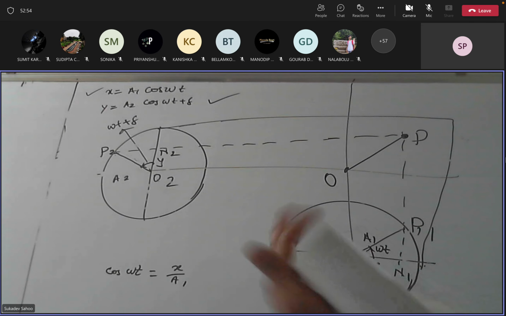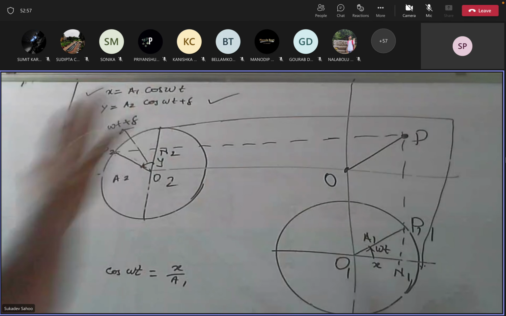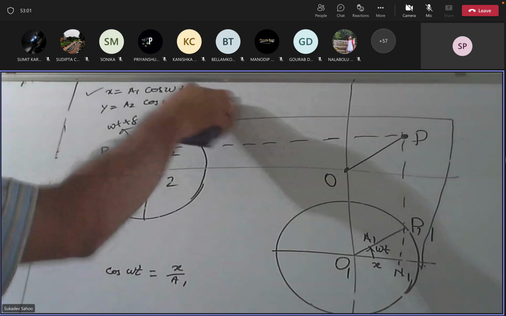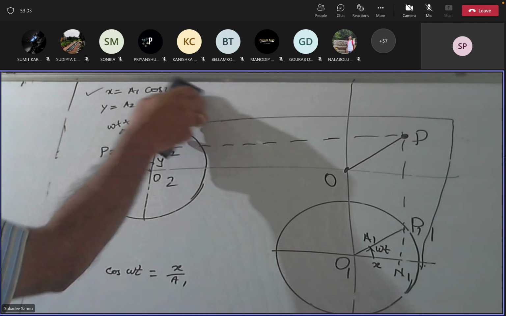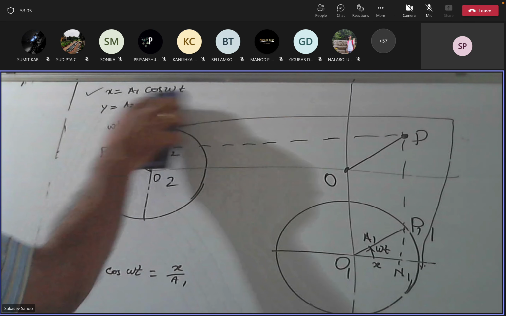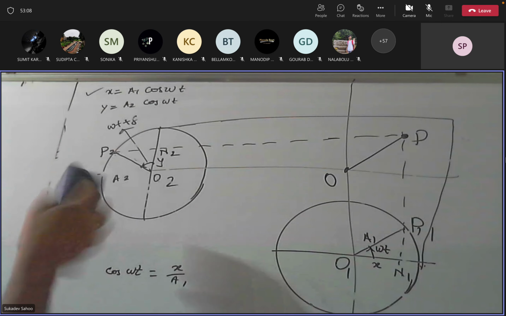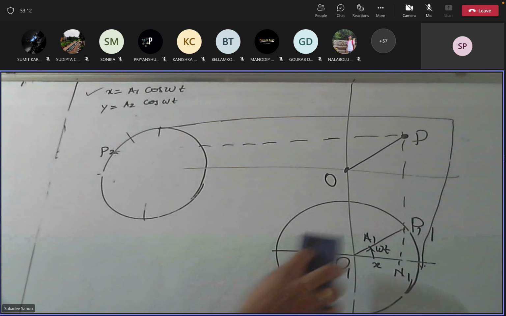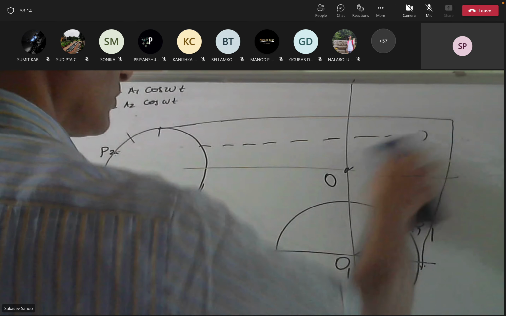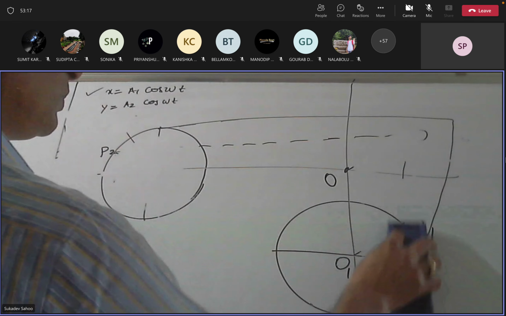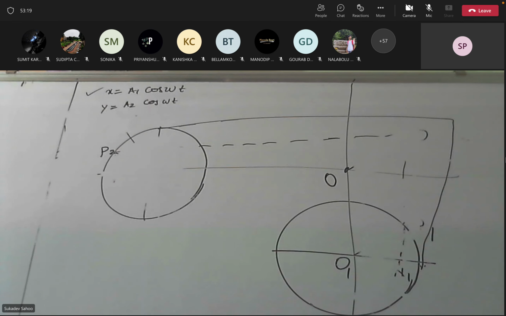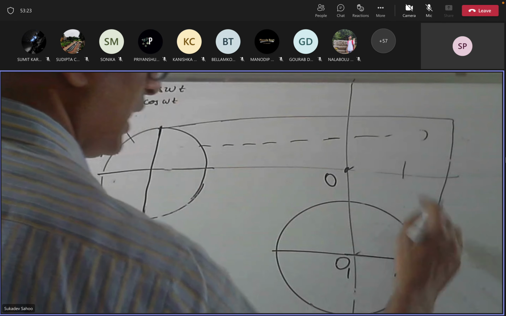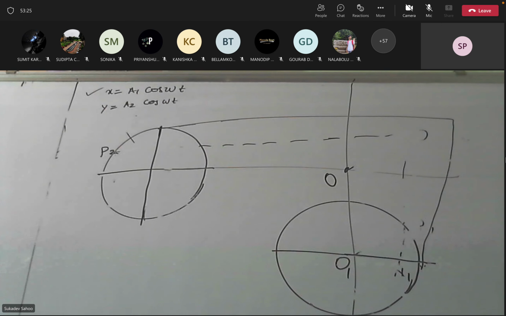Now let us consider case 1, that is delta equal to 0. If you consider delta equal to 0, then what will be the equation of motion? x equal to a1 cos omega t and y equal to a2 cos omega t. Now here delta is not required, delta is 0. Now draw two circles, taking a1 and a2 as their radii.